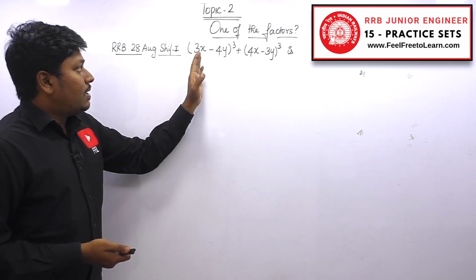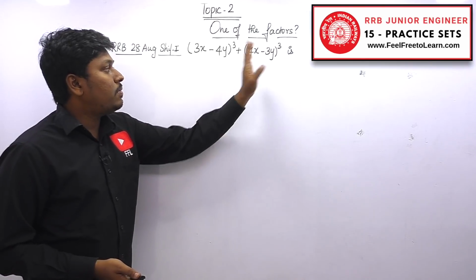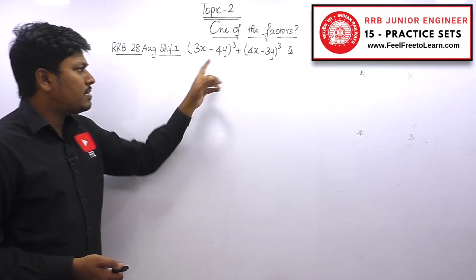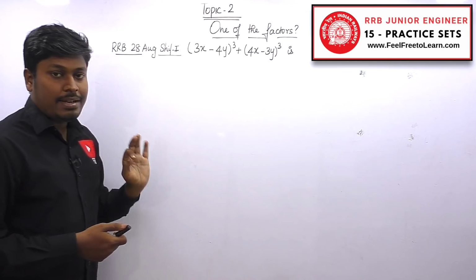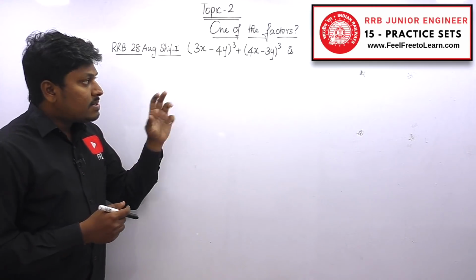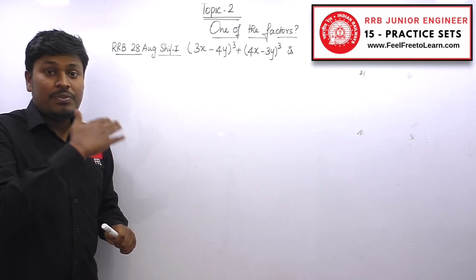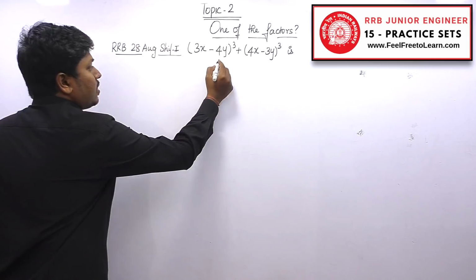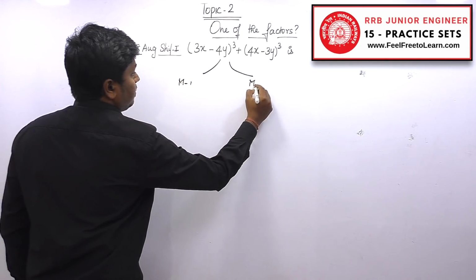So see here, (3x minus 4y) the whole cube plus (4x minus 3y) the whole cube is. And this question was asked in RRB JE exam, 28th August, shift 1. And this question can be solved by 2 methods. If you look at most of the books, there are 2 methods to solve this question. So method 1 and method 2.